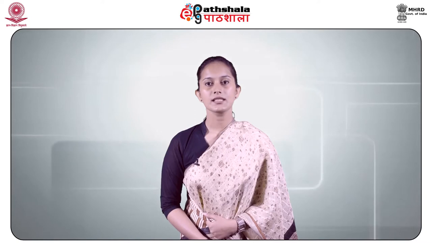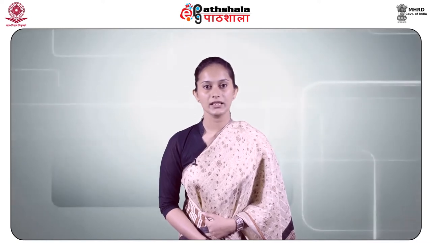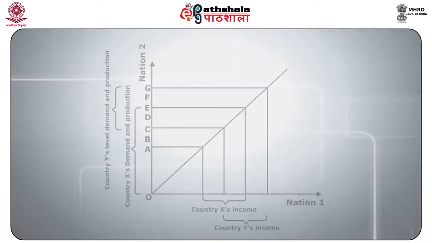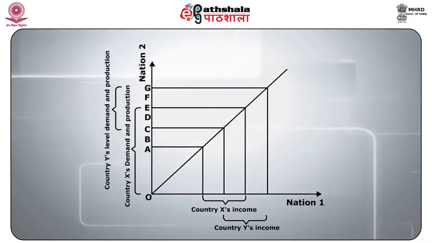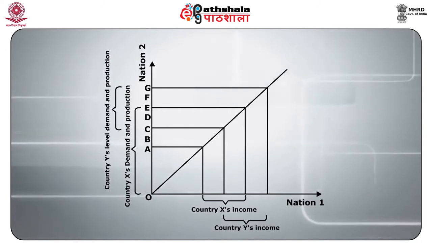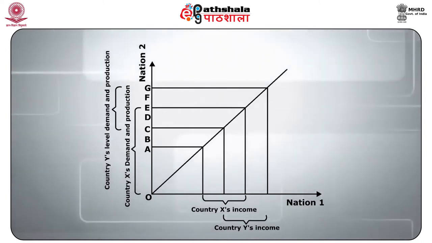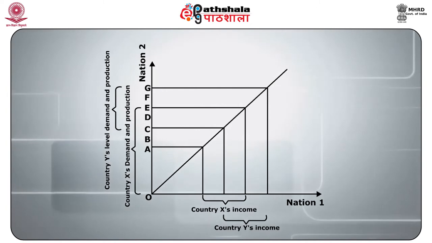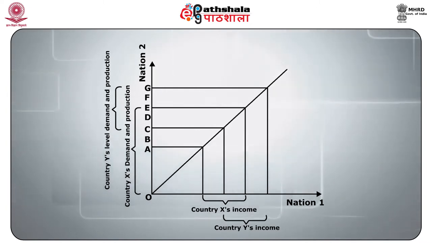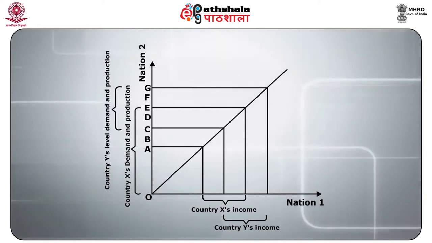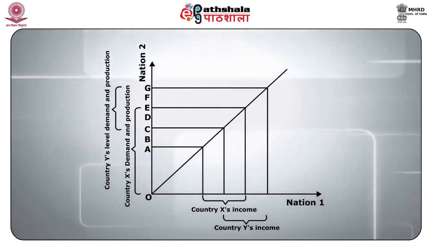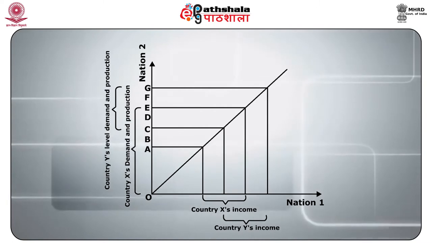Moving on to the explanation of the preference similarity hypothesis, the income of the nation is measured along the horizontal axis. Demand and production of the nation is measured along the vertical axis. The level of per capita income in nation 1 yields a demand for goods A, B, C, D and E. Nation 2, with higher per capita income, yields a demand for goods C, D, E, F and G.